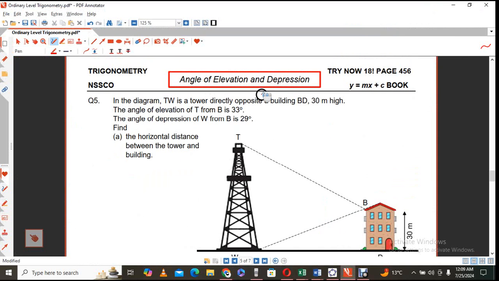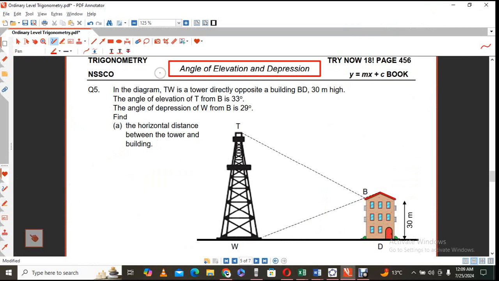Right, let's go back to the question. They say in this diagram, TW is a tower directly opposite a building. The building is BD and the building is 30 meters high. The angle of elevation of T from B is 33 degrees. The angle of depression of W from B is 29 degrees. So we need to find the horizontal distance between the tower and the building. In other words, we have to find WD.